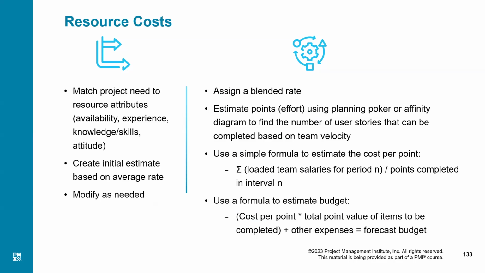It says there are 10 people on the team. What are their salaries for 2 weeks? Add that all up, right? Their salary for 2 weeks, because these are people who are working on the project. So for example, their salaries are $10,000. How many story points can they accomplish in one iteration? I say 700 story points. I will divide 10,000 by 700. What will I get? I will get cost per point.